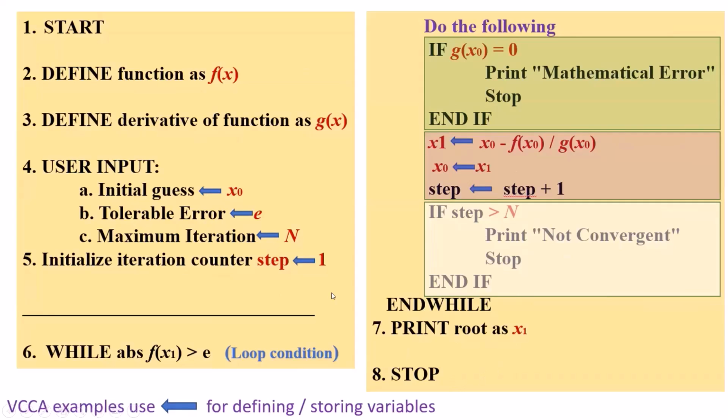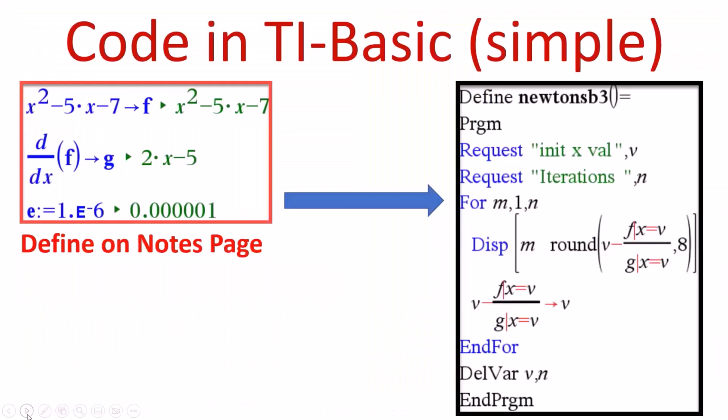So what you're seeing on my screen at the moment is a typical pseudocode that we would write for Newton's method. Now I'm going to actually use a programming language. The first one I'm going to do is write the code in BASIC.